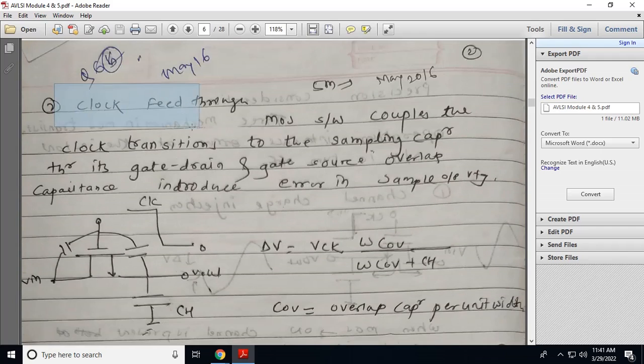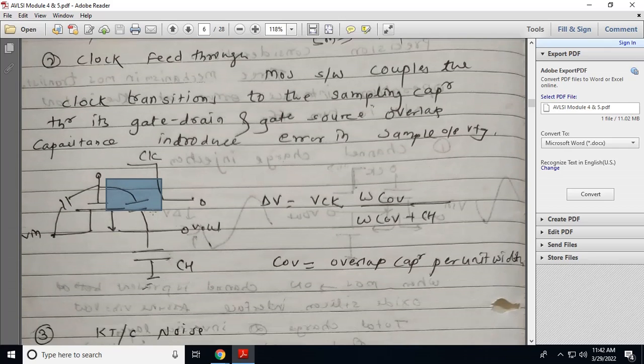Next problem is clock feedthrough. Between two terminals of a transistor there is a capacitor. See, this is the capacitor between source, drain and gate. Whenever there is a clock transition, this capacitor will couple at the input side and output side. This coupling of the capacitor between two terminals of the transistor will give an error in the output voltage.